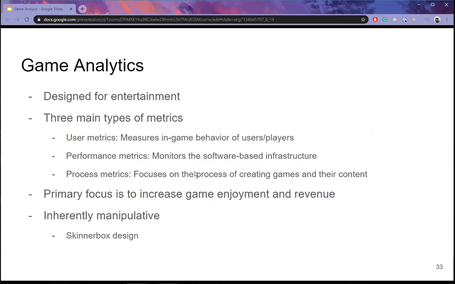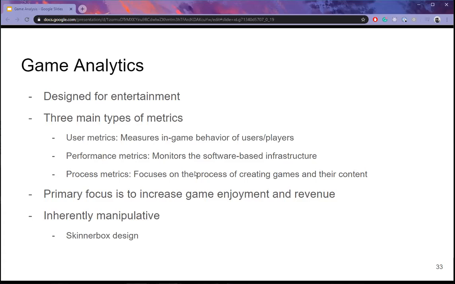Yes, so then we move on to game analytics. This is any sort of analytics that is used for video games made for entertainment, or I guess some board games as well. So the primary focus of these is naturally to entertain the user. And in order to optimize this, there are three different types of metrics that game analytics typically employs.